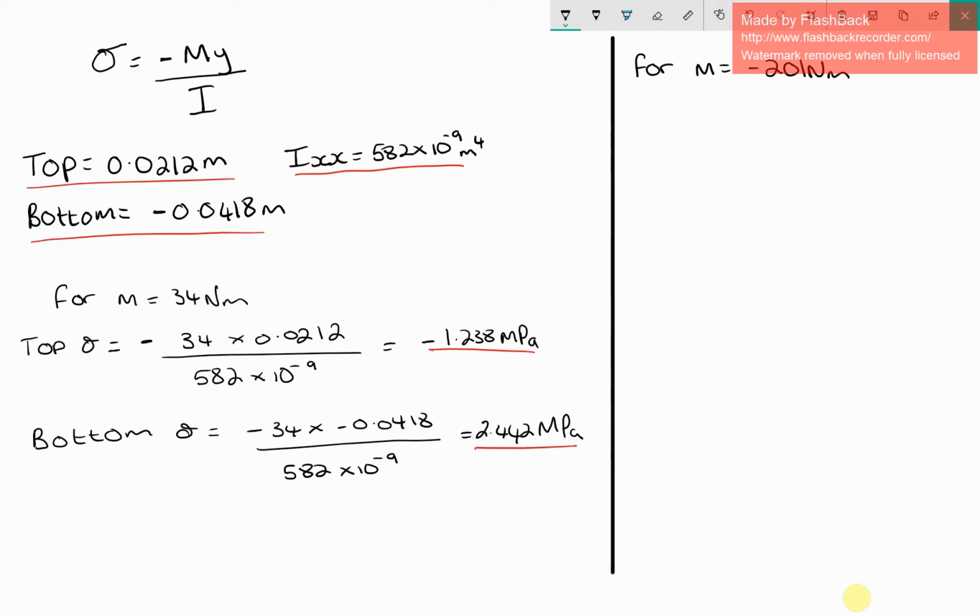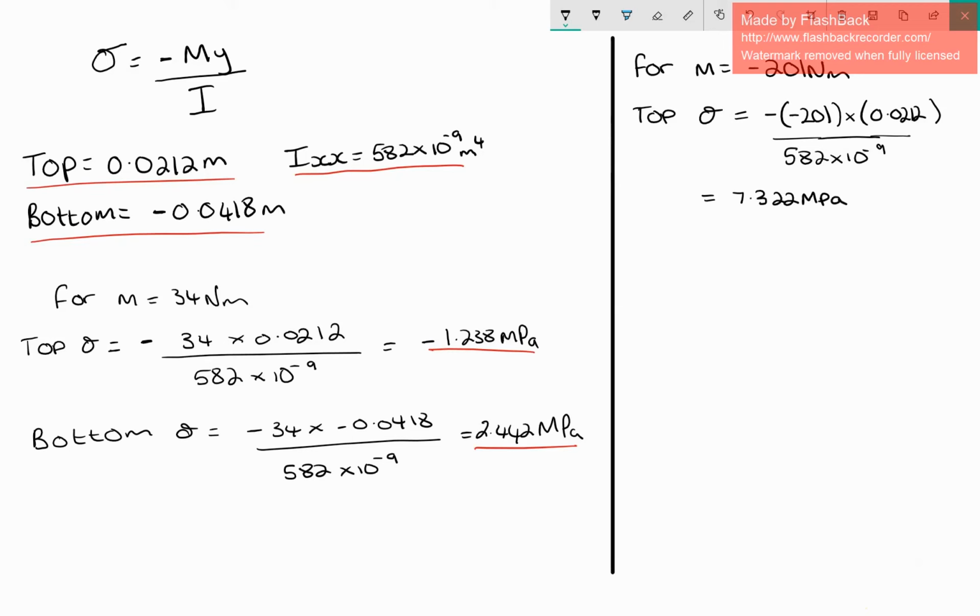Okay, so we're now going to calculate sigma for M equals minus 201 Newton meters. So we just plug the values again into the formula. So we have minus, brackets, minus 201 times 0.0212, and again that's all over the second moment of area, which is 582 times 10 to the minus 9. We come out with a value of 7.322 megapascals.